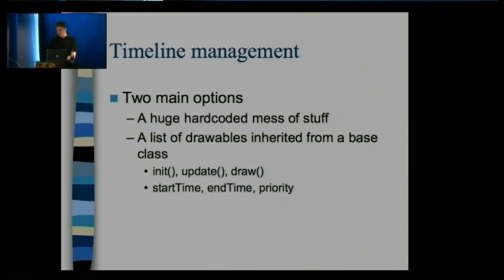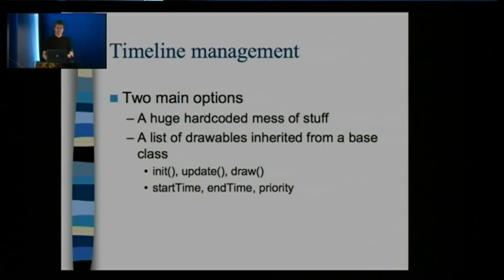The other way, which I definitely recommend, is to have a list of drawables inherited from a base class, and then during a frame, you go through all of them, decide which one should be drawn now, sort them, and then draw. With this approach, your base class has init, update, and draw. Update and draw are only called when the effect is active. To know which one is active, you have start time and end time.